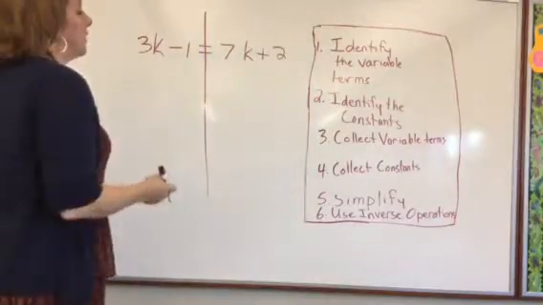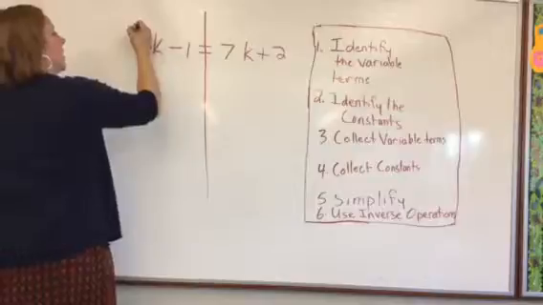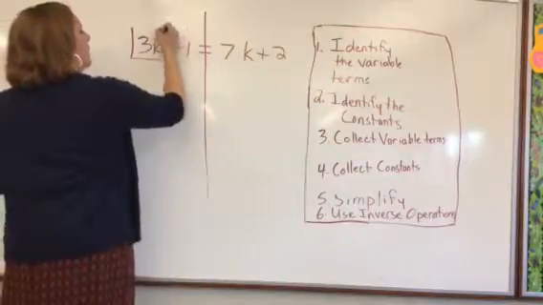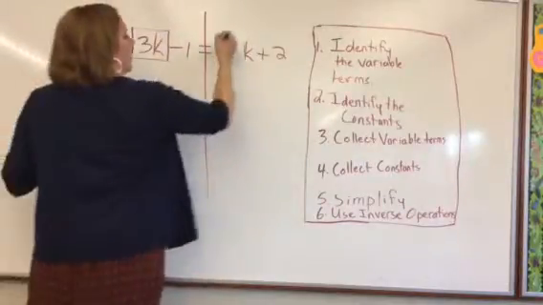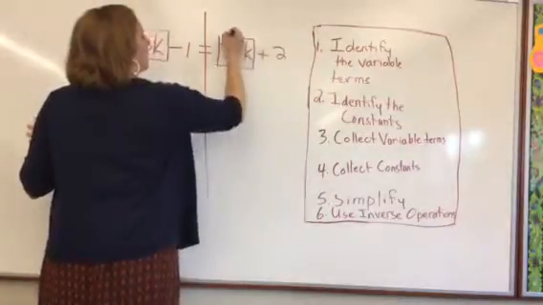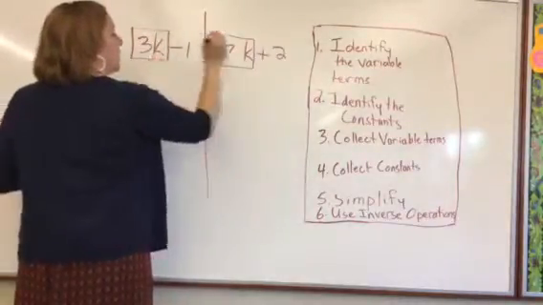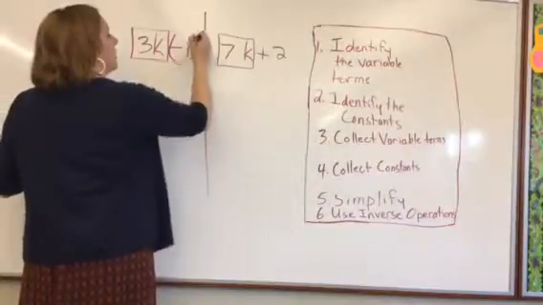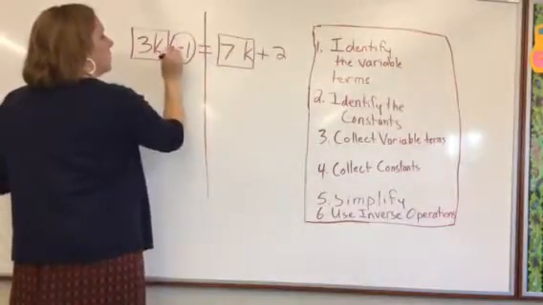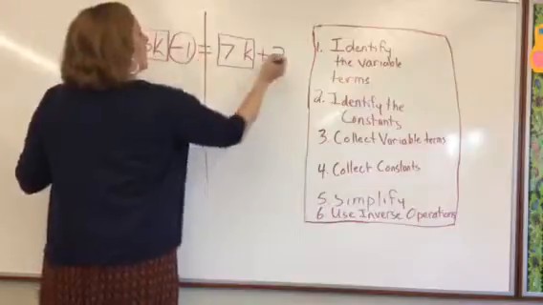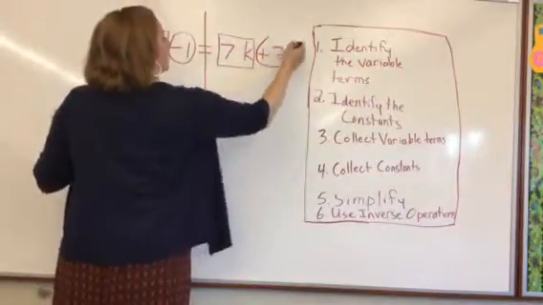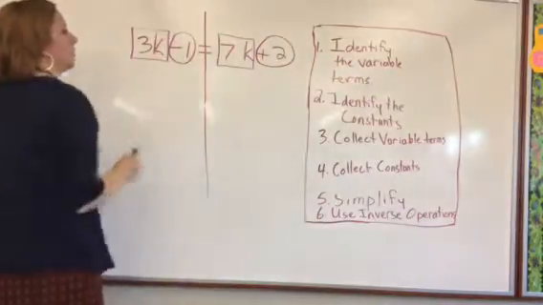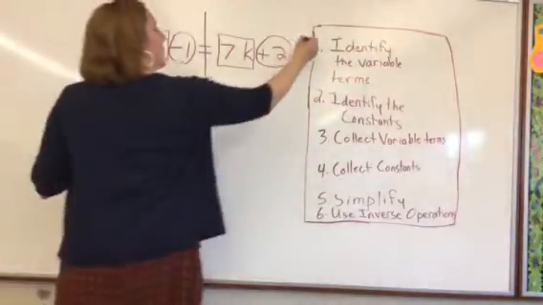We're going to identify the variable terms. Here I have a 3k, that's a variable term. I have a 7k, that's a variable term. One on one side, one on the other side. Now I have a -1, that's a constant. Remember to keep that sign with the constant or with the term. And I have a +2, that's a constant. So I'm going to circle them, okay? I've identified my variable terms.